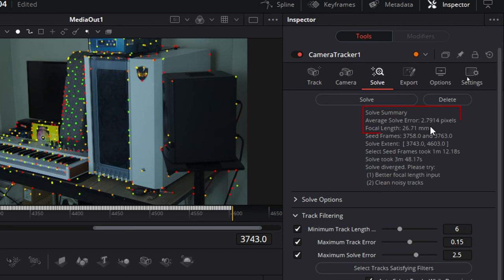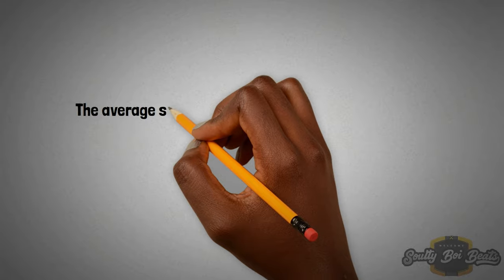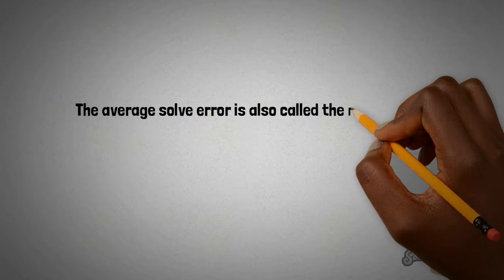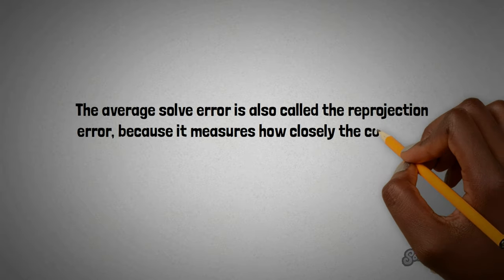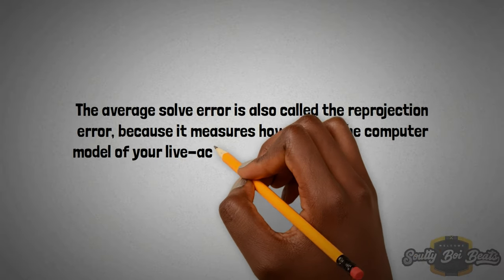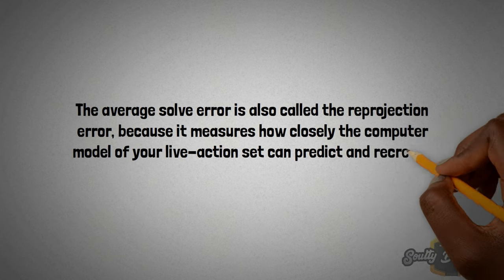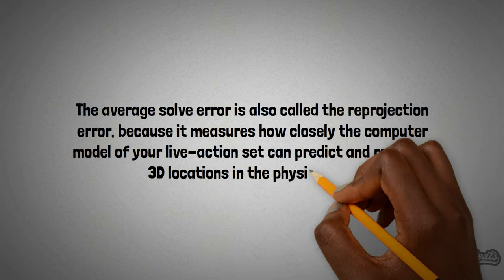No matter where your average solve error ended up, we can refine this and try to get 0.5 or below. The average solve error is also called reprojection error because it measures how closely the computer model of your live action set can predict and recreate 3D locations in the physical set.